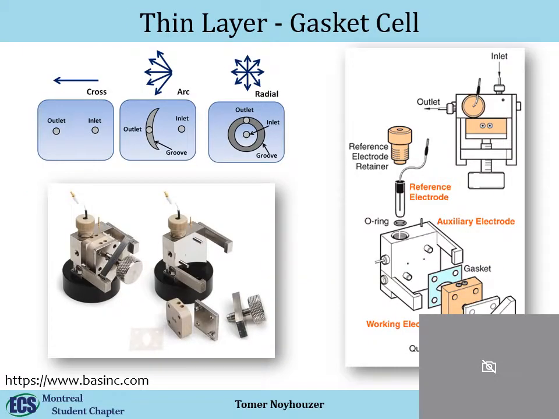Okay, so we talked about jet flow, and we talked about flow by thin layer. So thin layer is another option, which I wanted to use in my project, but I couldn't because these cells that are sold by Bassi are quite heavy, but they're still good. So the idea here is that you have a gasket that can actually change the pattern of the flow.